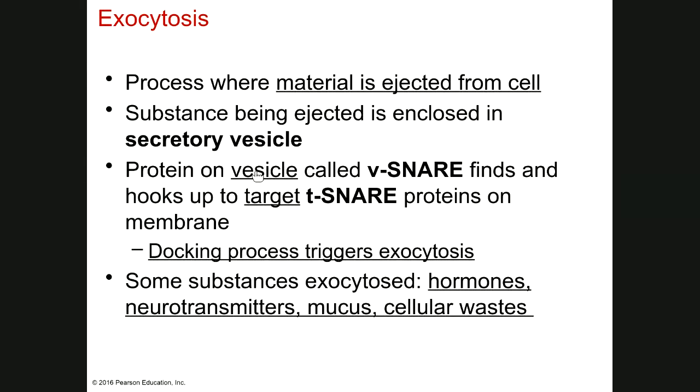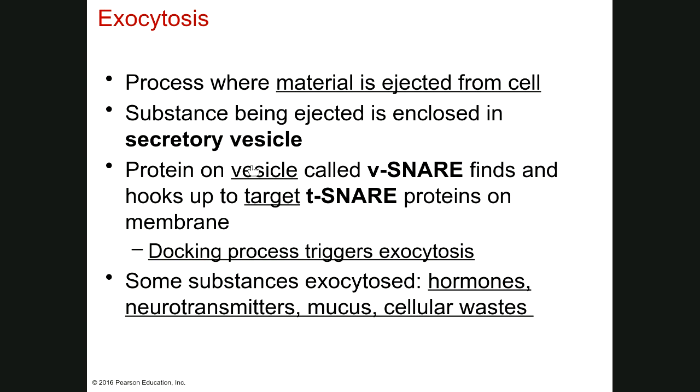that's existing in the cell that contains some kind of material that we want to get rid of, on that vesicle, there is a protein on the surface of that vesicle, and it's called a V snare. V stands for vesicle in this case. Now, go to the plasma membrane. On the plasma membrane, we have a different protein called a T snare. T stands for target.